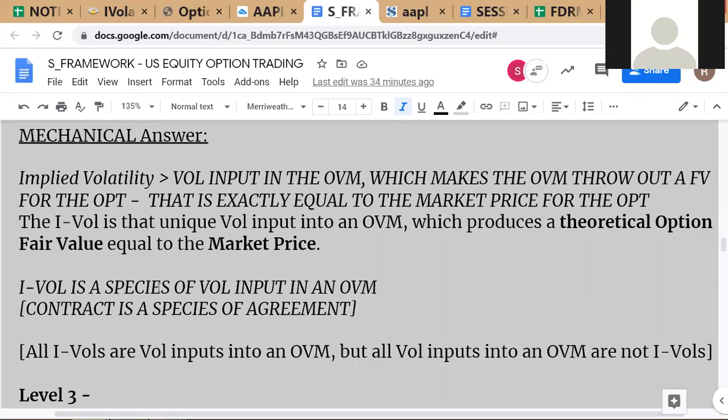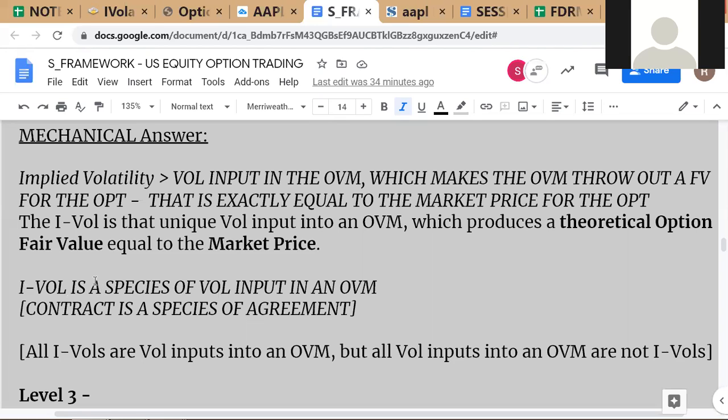I-Vol is a species of vol input in an OVM. I've given you a throwback to your contracts class. Contract is a species of agreement. Okay. A BCA student is a species of student. An LLB student is a species of student. There are other types of students. I-Vol is a species of vol input in an OVM.